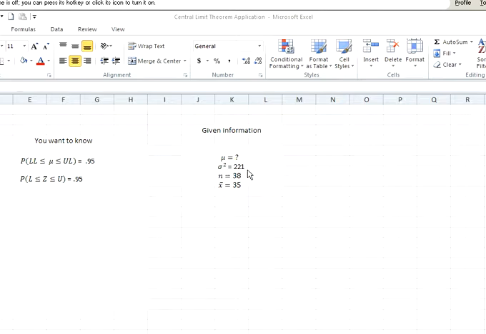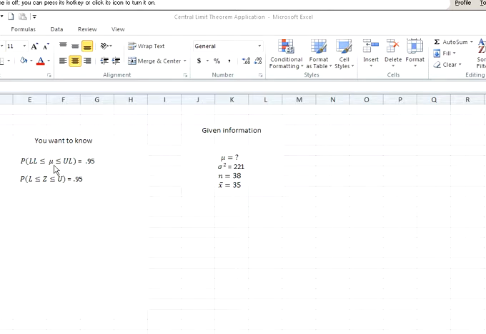Variance is 221. And you have taken a sample of size 38, and you found that your sample mean is 35. So from this sample mean, you are trying to construct two limits in such a way that you are 95% sure that those two limits will include the population parameter mu. Although you don't know the exact value of mu, you are trying to estimate those two limits. Okay, how are you going to do that?